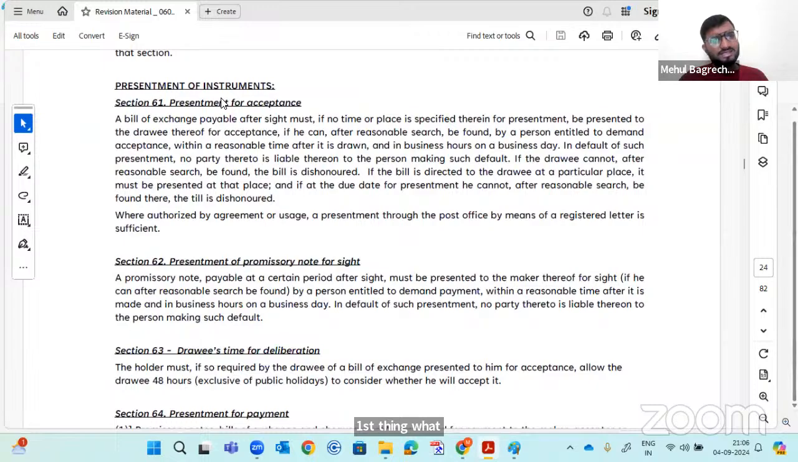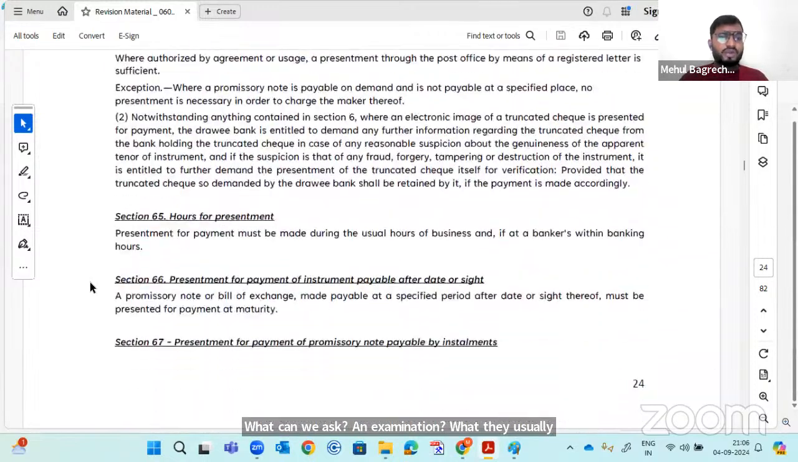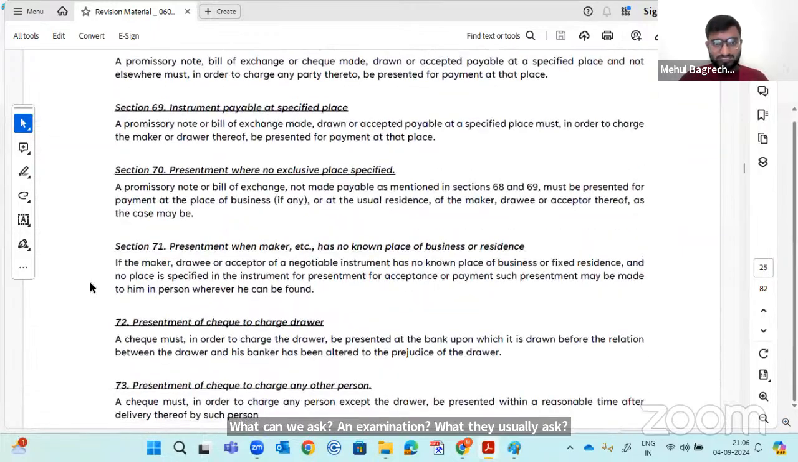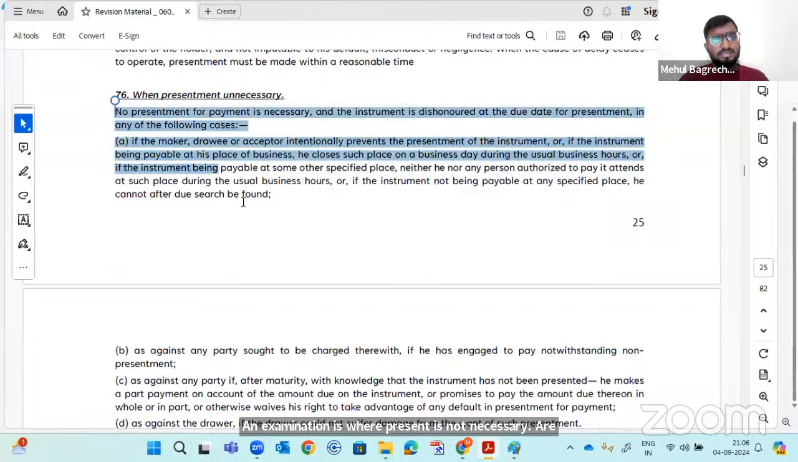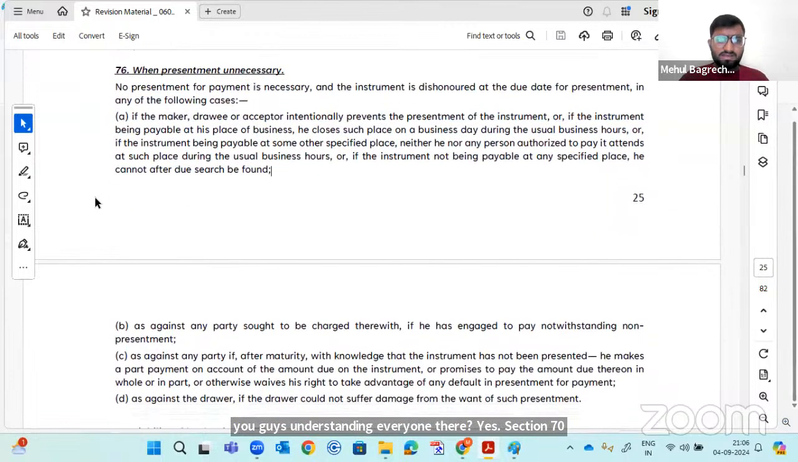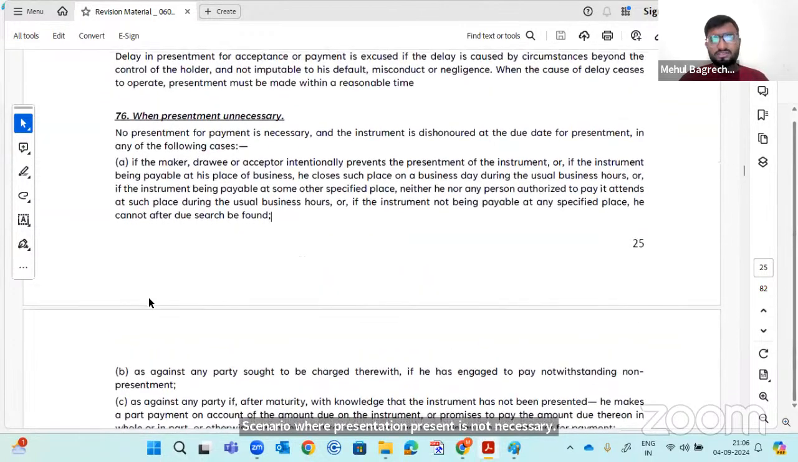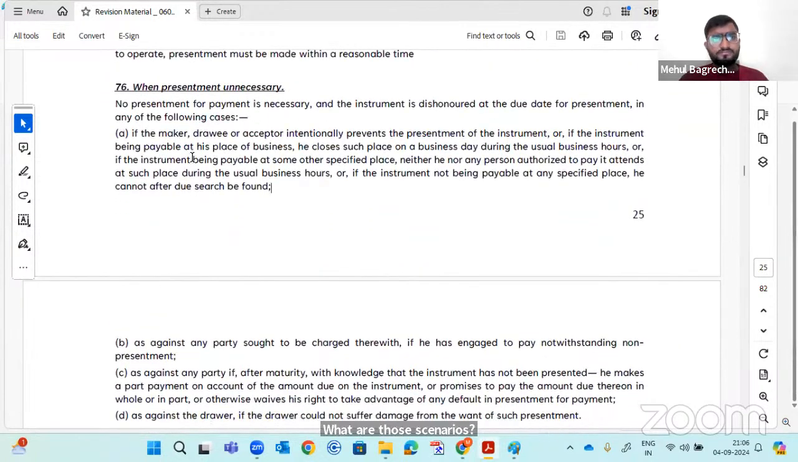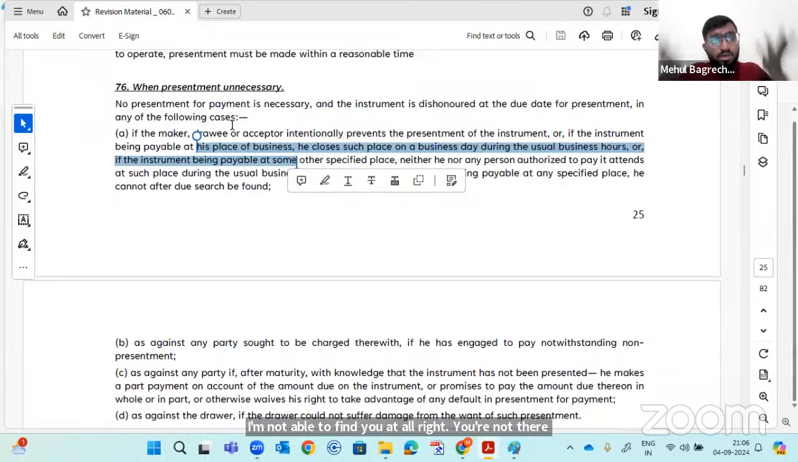Now, what can be asked in examination? What they usually ask in examination is scenarios where presentment is not necessary. Are you guys understanding? Everyone there? Yes. Section 76 says scenarios where presentment is not necessary. What are those scenarios? 4 important scenarios. Just pay attention to this. First scenario, I'm not able to find you at all. You're not there during the business hours. You're not visible at all. How will I come and give it to you for presentment and acceptance? First scenario, not possible. Understanding?